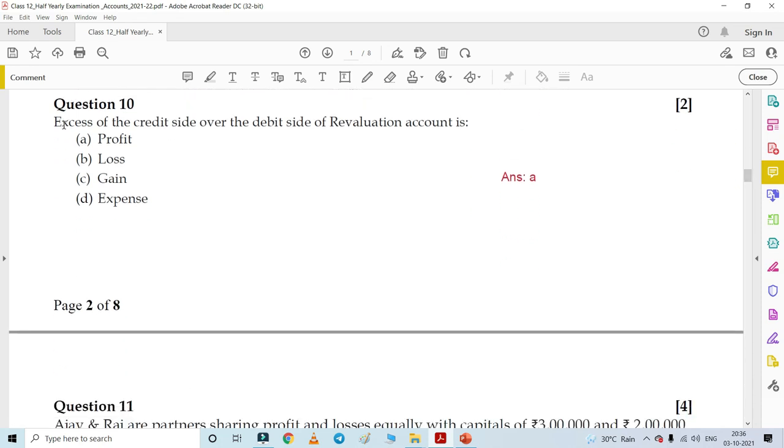The next question says: the excess of the credit side over the debit side of the revaluation account is what? Is it profit, loss, gain or expense? As you know, if in the revaluation account the credit side is more than the debit side, at that time we write it as profit. That means that would be profit. So here the correct option is profit.